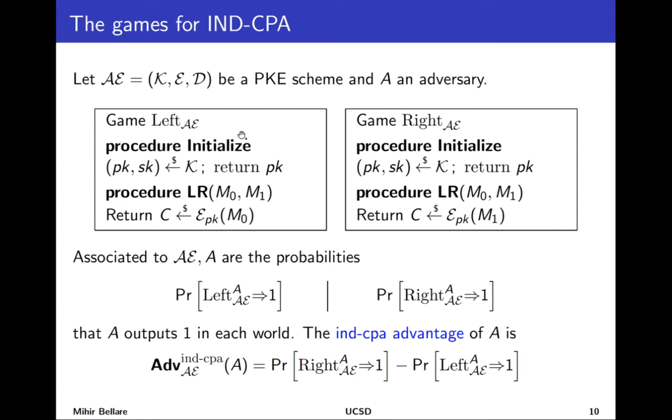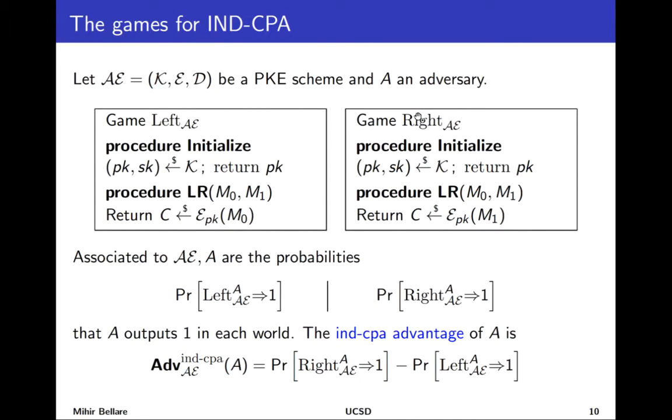Both of them begin with an initialize procedure, which runs this algorithm over here to get a public key and a secret key. Remember, this algorithm returns this pair of mathematically related keys, not, as in the symmetric setting, just one key. Here's an important change from the symmetric setting. There's a return statement. The return statement means the adversary gets as input this public key, and that reflects that it is in fact public. There is no such statement for symmetric encryption.